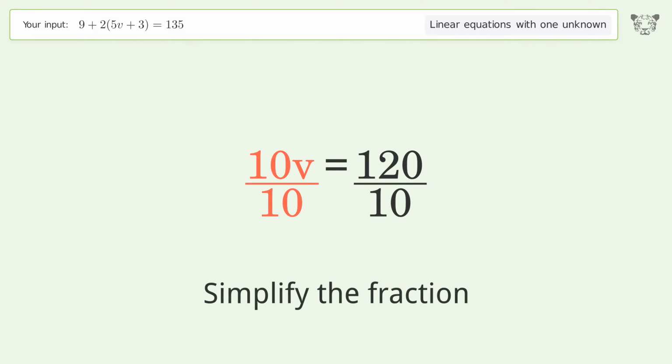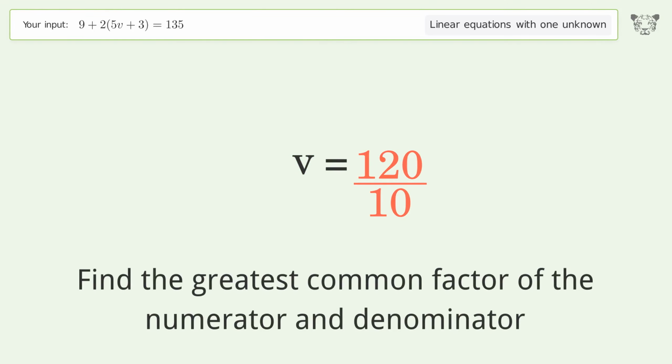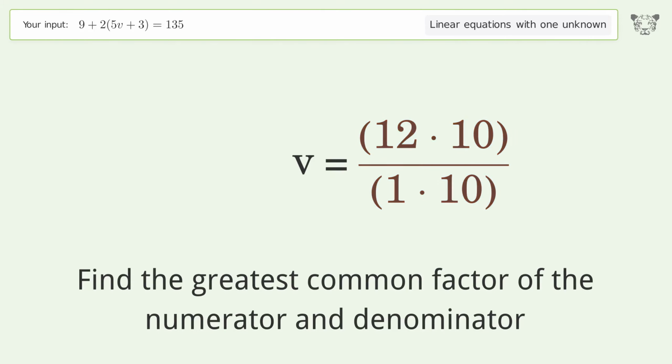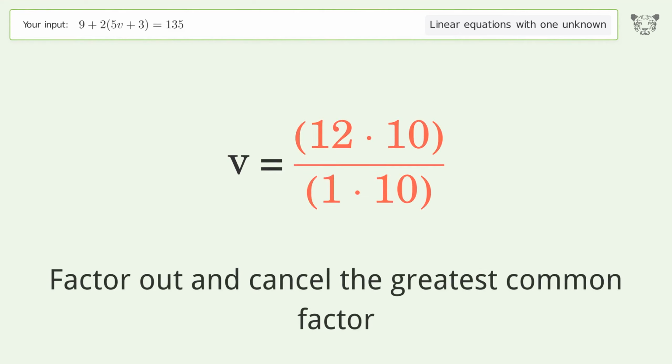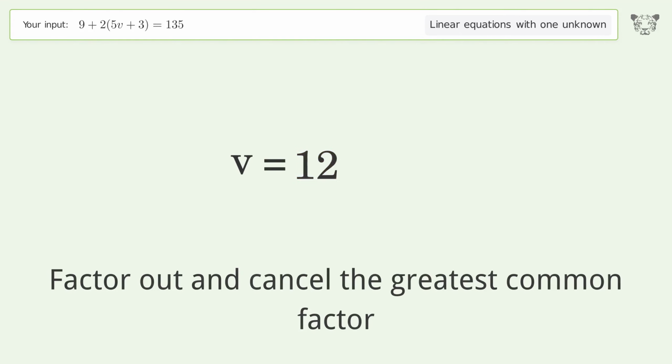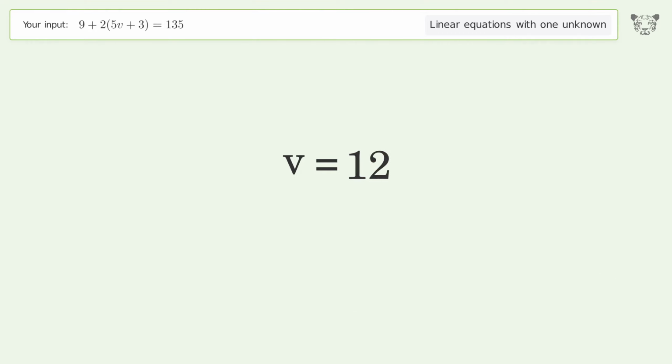Simplify the fraction. Find the greatest common factor of the numerator and denominator. Factor out and cancel the greatest common factor. And so the final result is v equals 12.